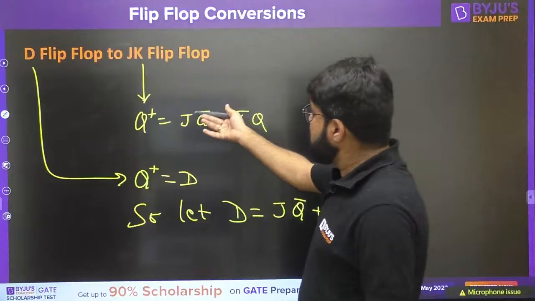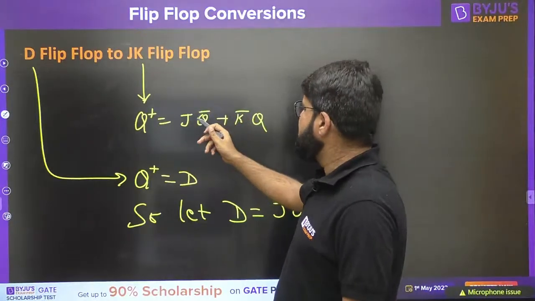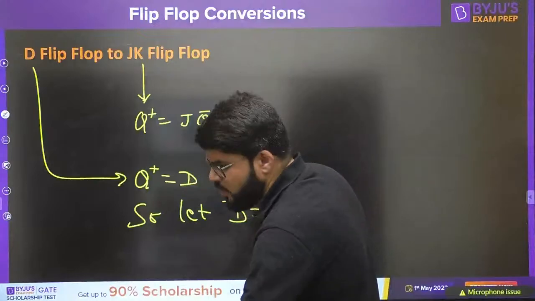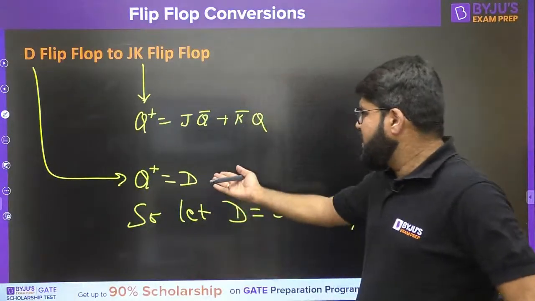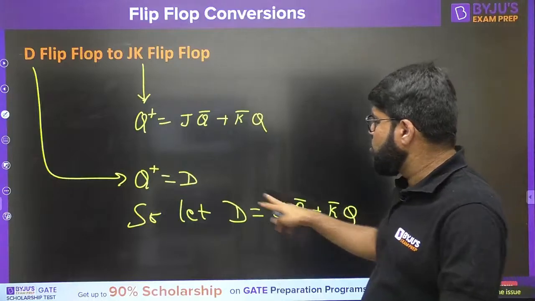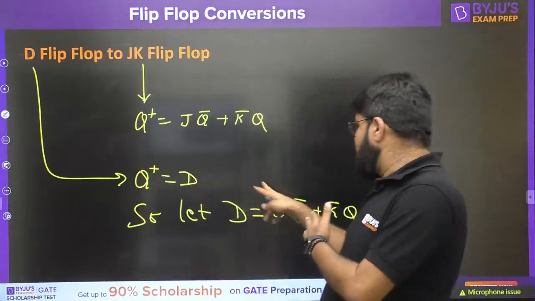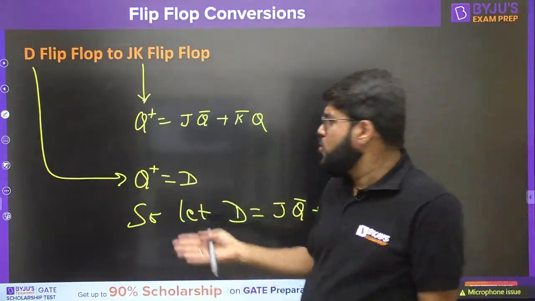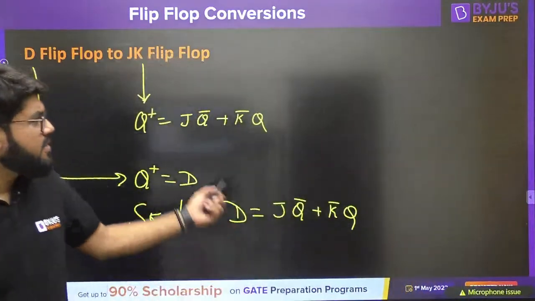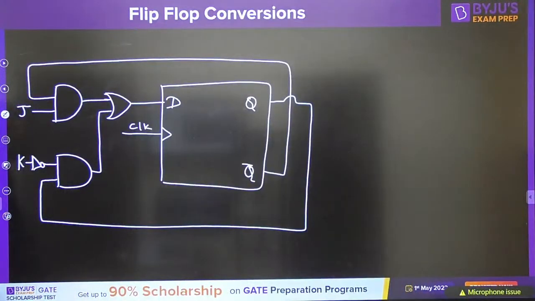So this is what we want. I want a JK flip-flop which implements J Q bar plus K bar Q. I have a D flip-flop which implements Q plus equal to D. So why not design D by Boolean logic? If I make D equal to J Q bar plus K bar Q, then Q plus will be equal to D, which is J Q bar plus K bar Q, and ultimately we get our required characteristic equation. We get the required flip-flop. This is the answer, everybody.